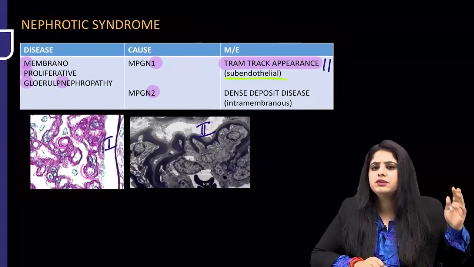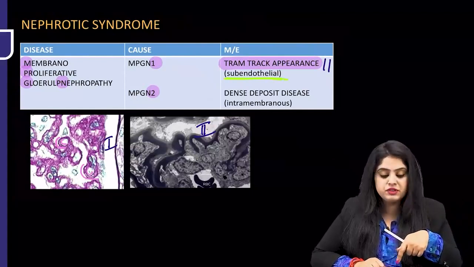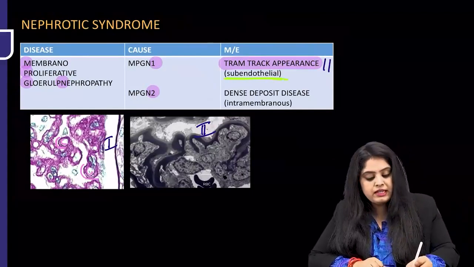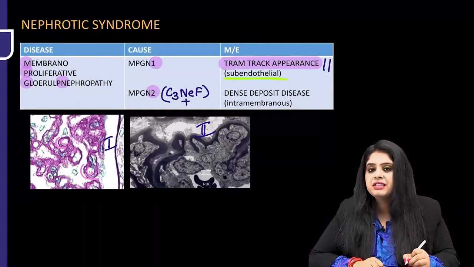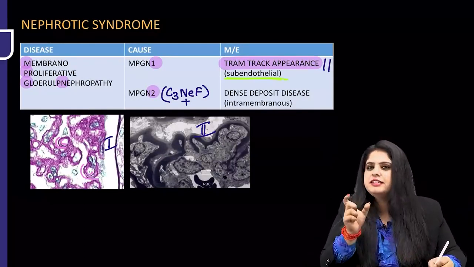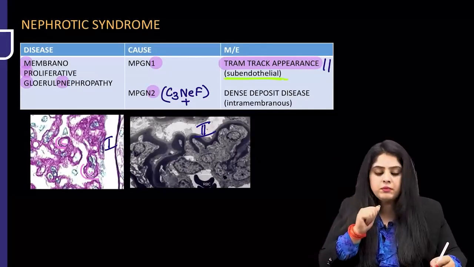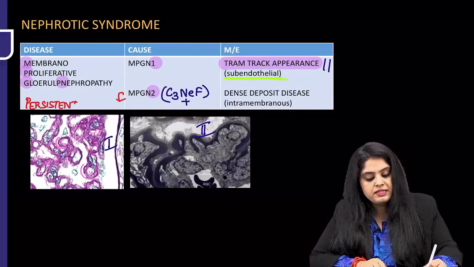Till now everywhere I was talking about subepithelial deposits. This is subendothelial deposit. And then there is MPGN type 2. MPGN type 2 patients have something in their blood called C3 nephritic factor. C3 nephritic factor is present in the blood, and you know, what did I say? C3. You say, ma'am, C3 matlab complement system. These are the patients who are going to have persistent hypocomplementemia.